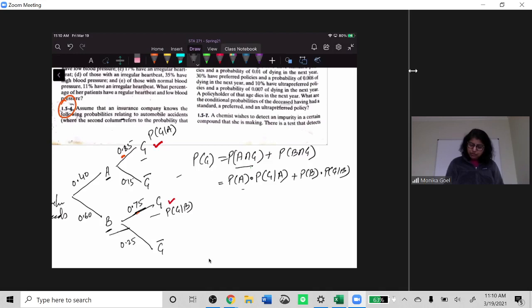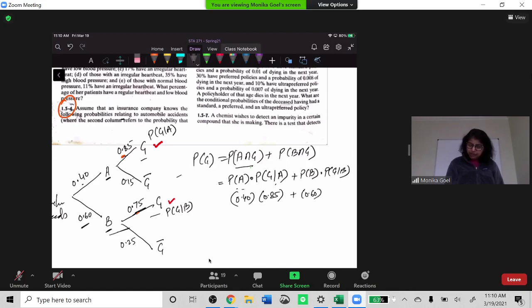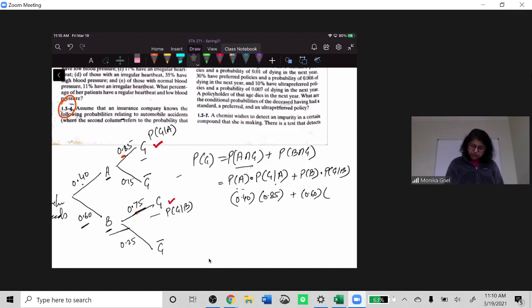And we have these two probabilities. Probability of A is 40%. Probability of G given A is 85%. Plus probability of B is 60%, and probability of G given B is 75%. Once you have the tree diagram, you have all the information, and when you plug all this information in and solve it, you get 0.79. So the probability of germination is 79%.